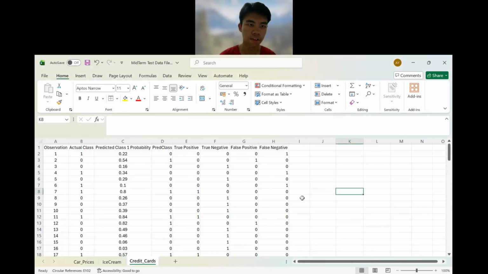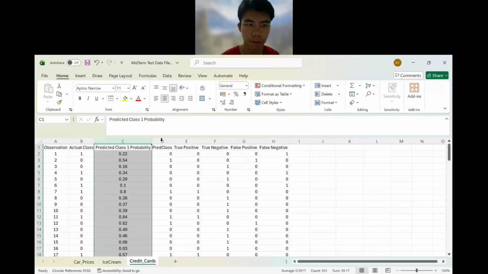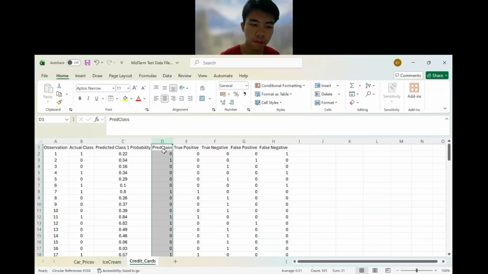Finally, task 3. Task 3 uses the credit cards dataset with 100 customers. In column B here is the actual class. 1 means the customer accepted the credit card that was offered, and 0 means the customer did not accept. Column C is the predicted probability, and column D converts the probability to a predicted class using a threshold of 0.5. I already let Excel compute the classification, which is this.